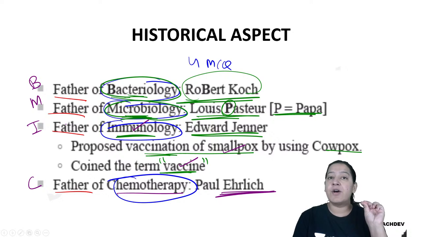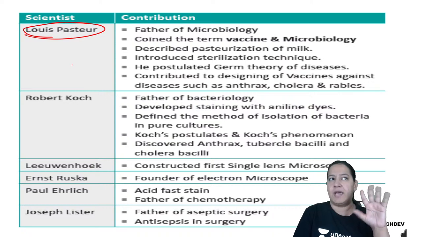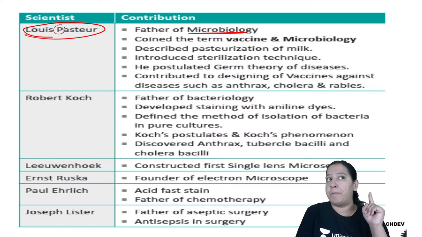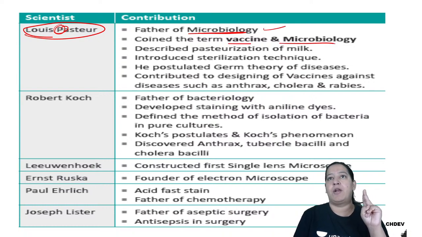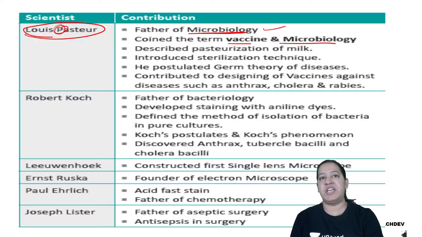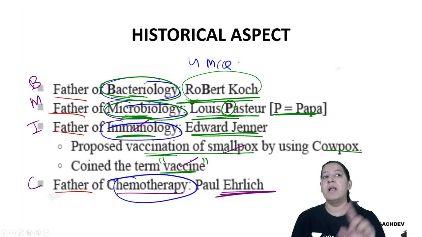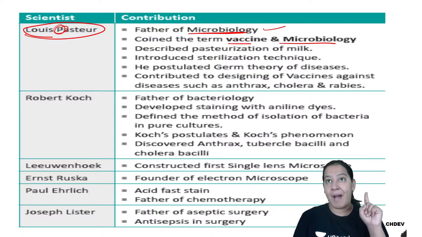Dusra, one-liners of the scientist. I will teach you some important points about Louis Pasteur jis pe MCQ aate hain. Only important points. I have already told you he is the father of entire microbiology. P for papa, right? Ek to ispe question aata hai. Vaccine term, Edward Jenner ne coined kiya. Initially, the term was coined by Louis Pasteur, but the vaccine is not created by him. The first vaccine was created by Edward Jenner. And the term microbiology bhi isi ne coined kiya. He has done pasteurization of the milk.